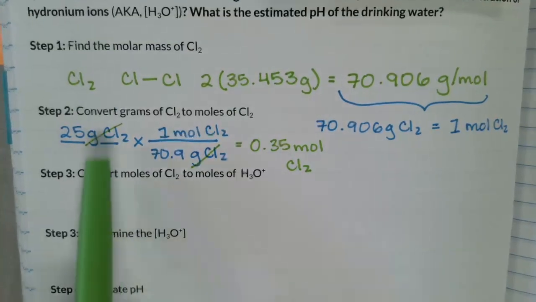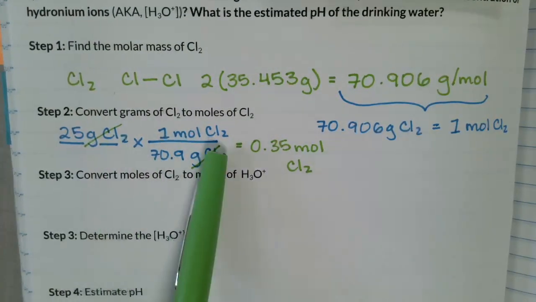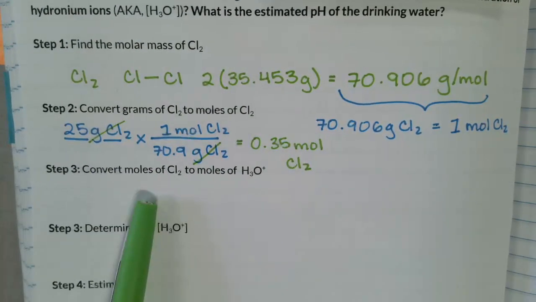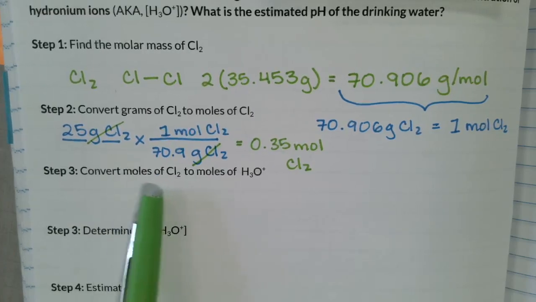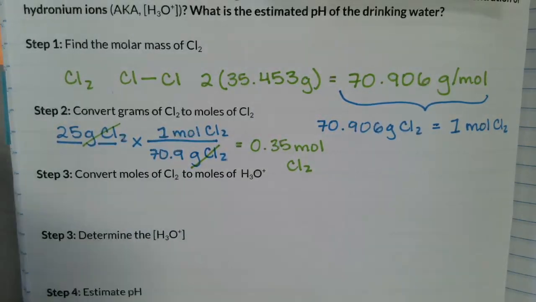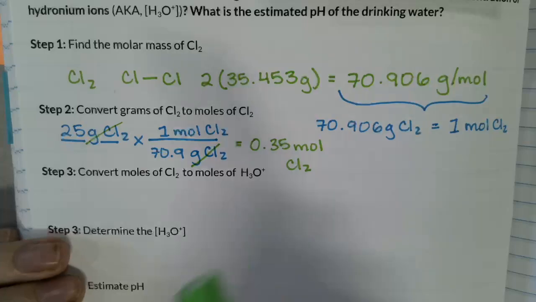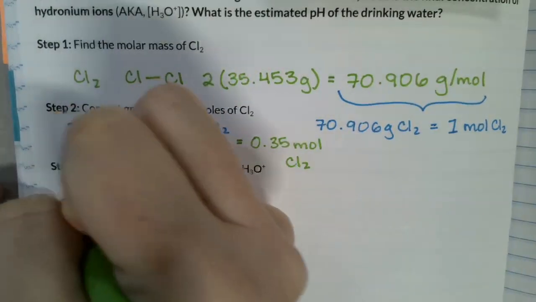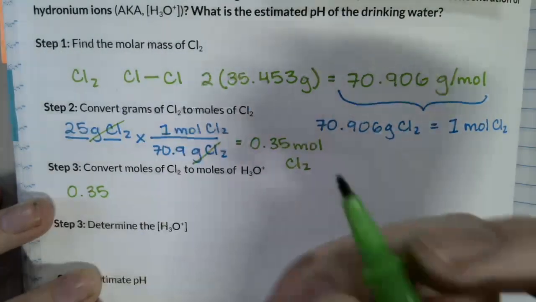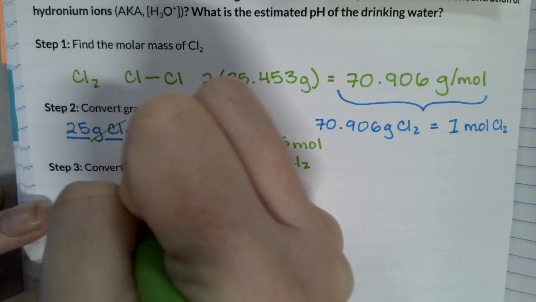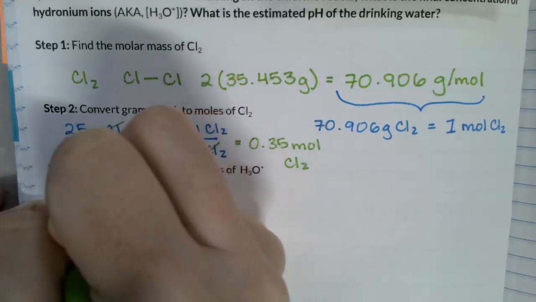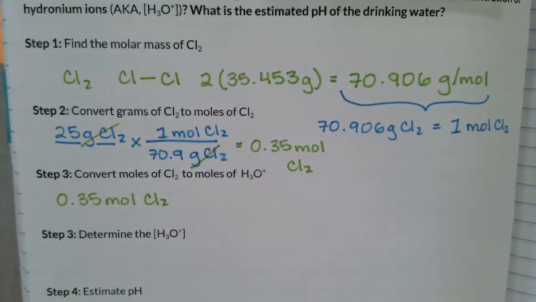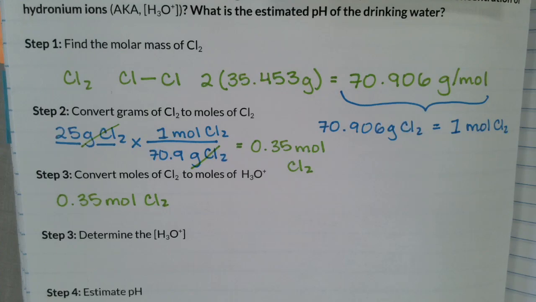This is the version of the quiz that gives you steps for each problem. So the nice thing is you complete the step and you just move on to the next one. Now it says convert moles of Cl2 to moles of H3O+. Well, we know the moles of Cl2, they're right here. So we can do 0.35 moles of Cl2. What do you think, Ari? How do we convert that to moles of H3O+?